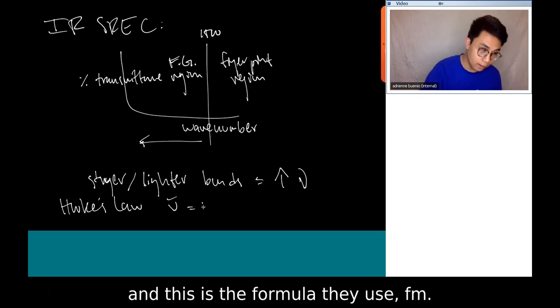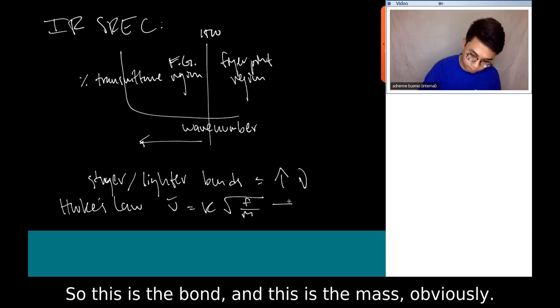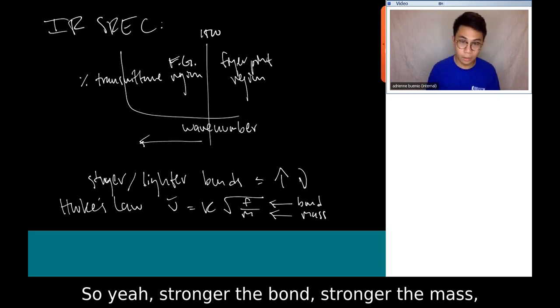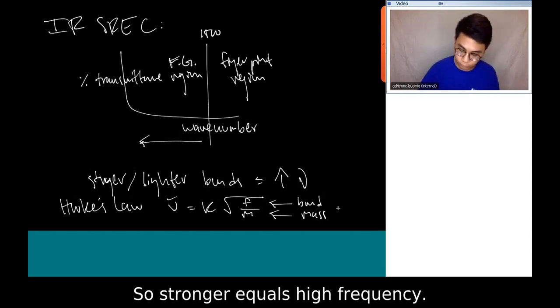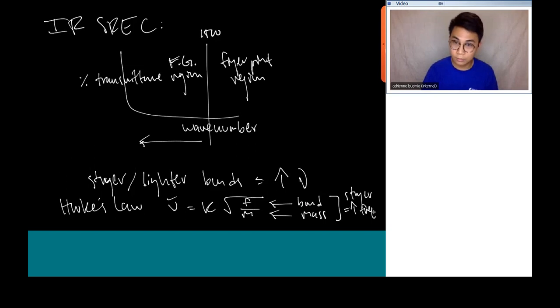And this is like all physics, but it makes sense because we have the wave number over here equals, k, and this is kind of the formula they use, k over m. So this is the bond, right? And this is the mass, obviously. So yeah, the stronger the bond, the higher the frequency. So stronger equals high. What's the frequency? Frequency, right?